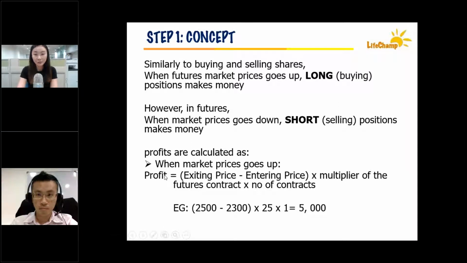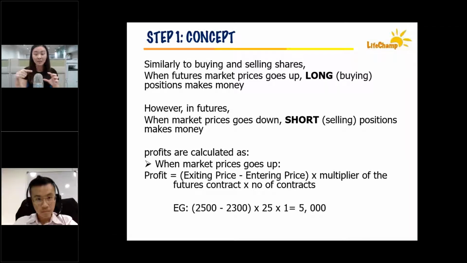The calculation, how to calculate your profit is, if you long and the market price goes up, profit equals exit price minus entering price times the multiplier of the futures contract times the number of contracts. Okay, it's like that. So if you long a futures position, you enter at your entry price and then price goes up. Let's say you go in at 1 ringgit and then price went up to 3. So you use 3 minus 1. So you have the difference of the price, right?